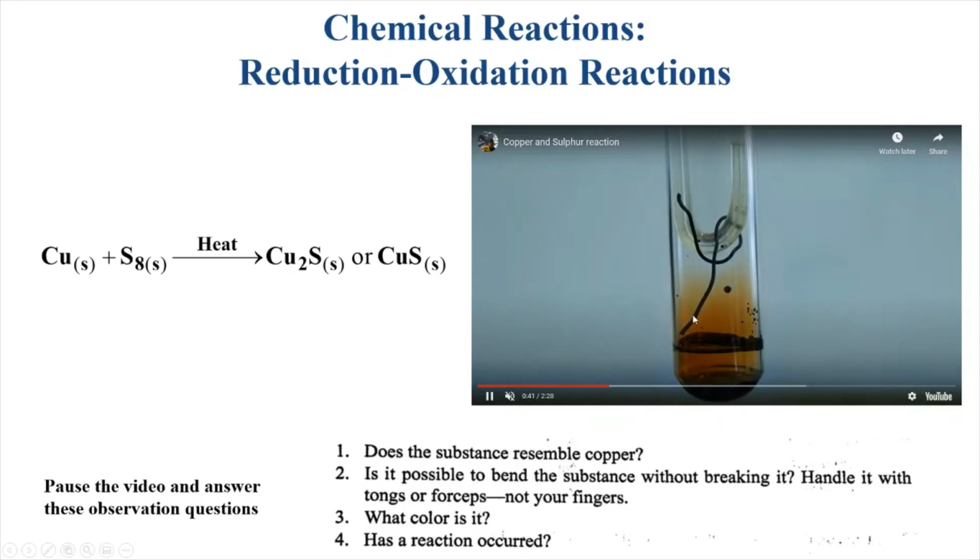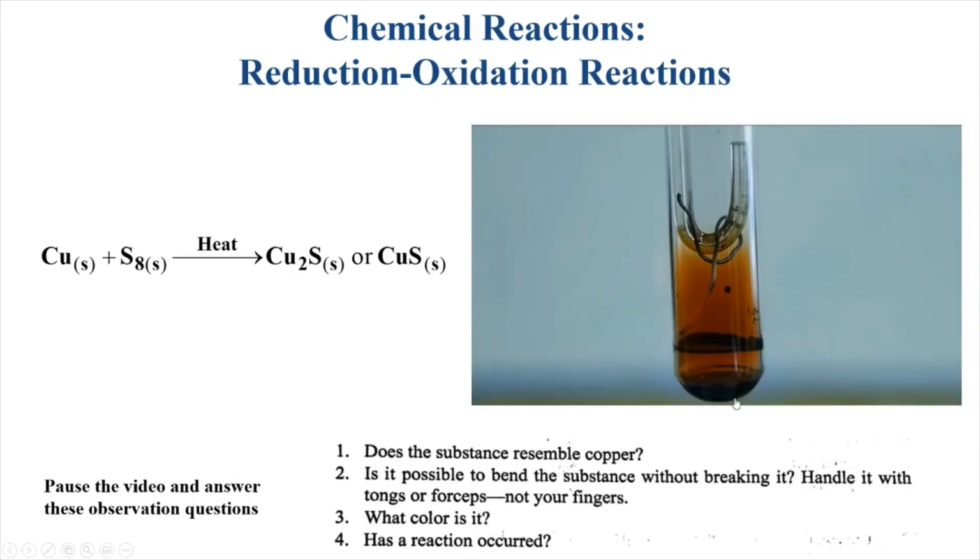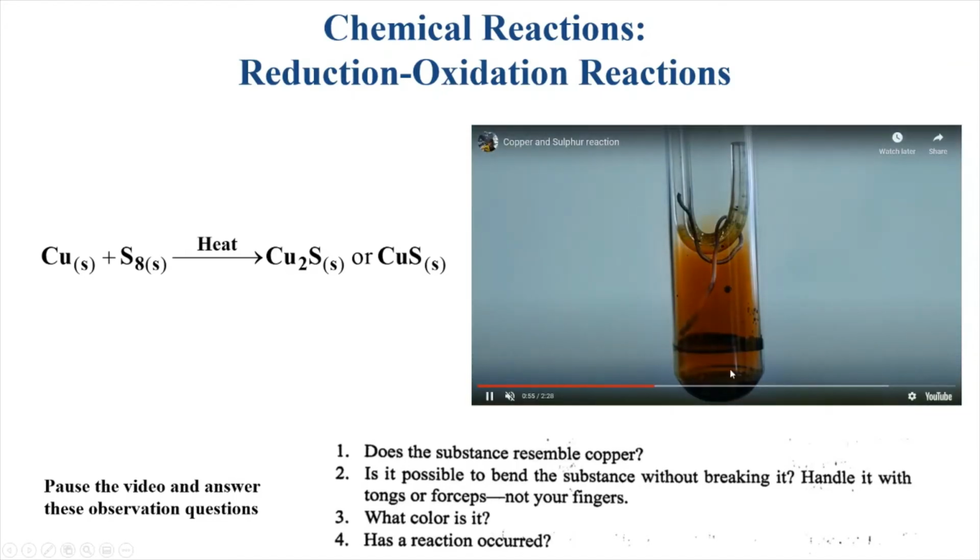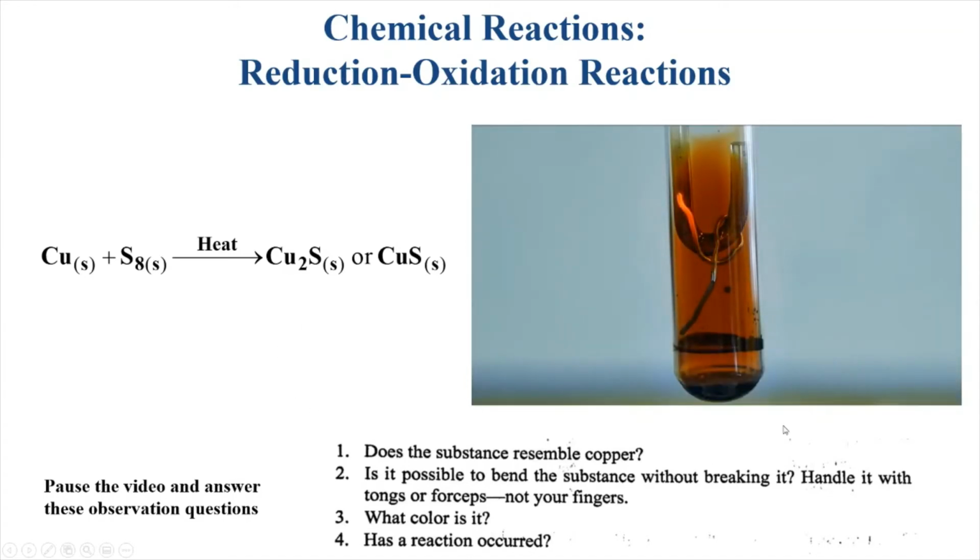Just so that you know, this yellow, sort of brownish gas that's being formed is the sulfur being vaporized from sulfur solid to sulfur gas. I want to point that out because it's important for you to know that's what's happening. So the reaction taking place is between the copper and the gaseous sulfur that's being generated from the heating.